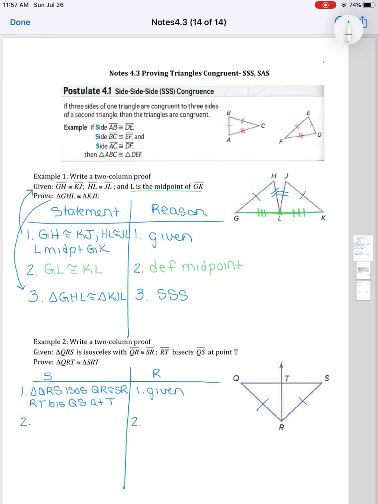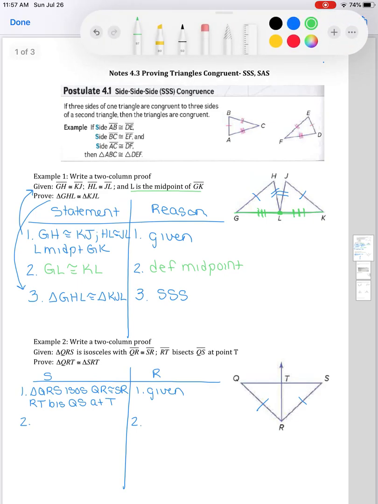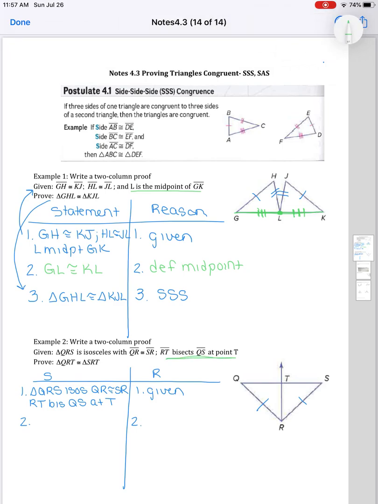Number two, let's set everything up first. I'm just going to abbreviate S and R. So QRS is isosceles, QR is congruent to SR, and RT bisects QS at T. So I have my given. And within that given, I know that QR and SR, that's all I have. Okay, and I'm trying to prove that the left triangle is congruent to the right triangle.